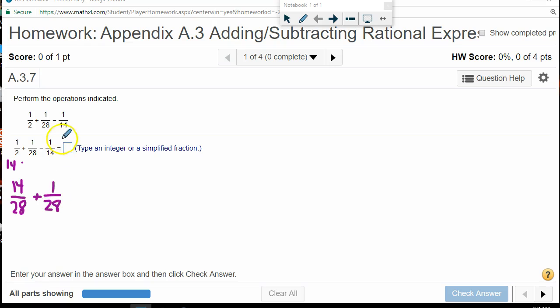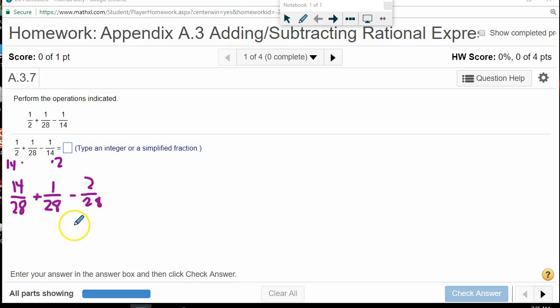And then for this last fraction, I need to double both the top and the bottom, and that'll turn the 14 into a 28. So for the last fraction, I was multiplying top and bottom by 2. And that's on top and bottom. I'm not just multiplying by 2 over 1, I'm multiplying by 2 over 2.